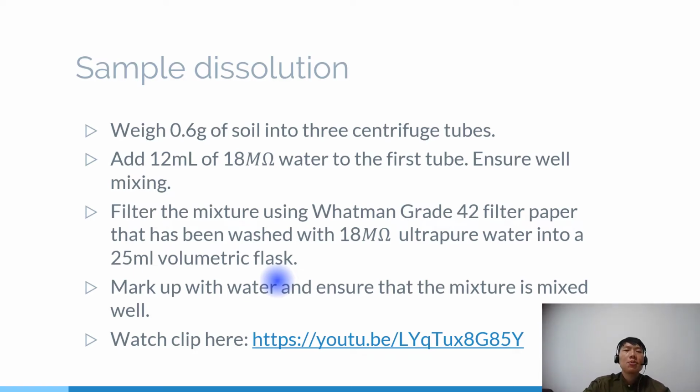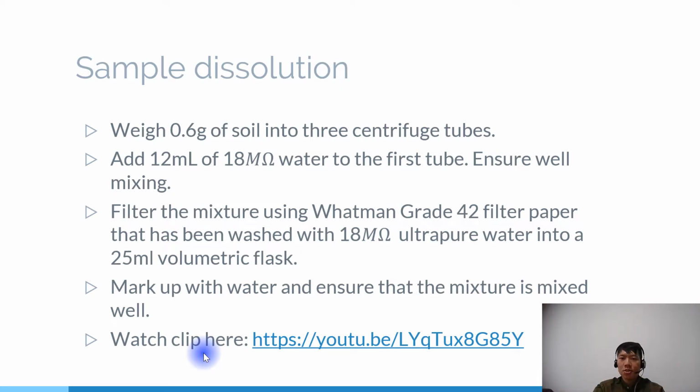Now next is what we do. How do we get out the metals? We will weigh about 0.6 grams of soil into 3 centrifuge tubes, right? Those new blue color tubes here, with the cap. Then we add 12 ml of the 18 mega ohm water, a kind of resistance, okay, to the first tube. We ensure good mixing, stir it, mix it.